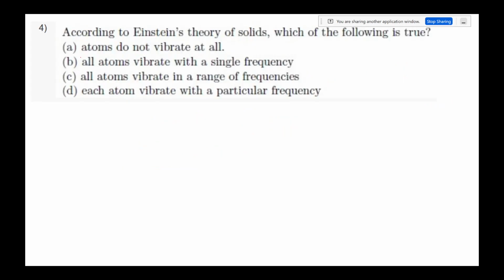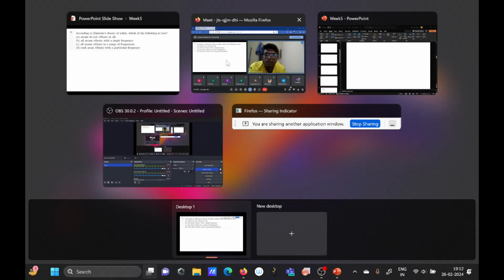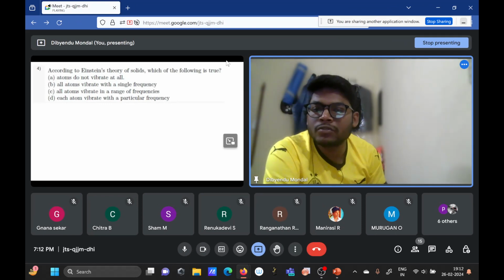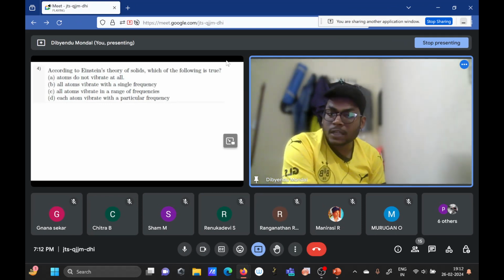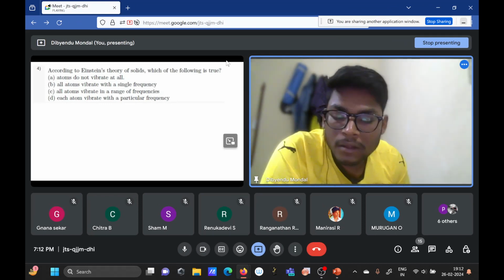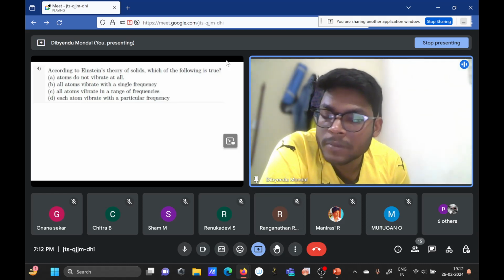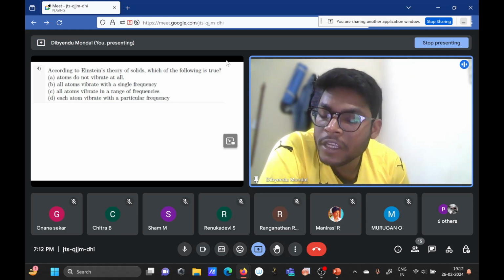Okay. So the next problem says, according to Einstein's theory of solids, which of the following is true? And I have just discussed it. So I should expect everyone's answer. Option A says atoms do not vibrate at all. Option B, all atoms vibrate with a single frequency. Option C, all atoms vibrate in a range of frequencies. Option D, each atom vibrates with a particular frequency.